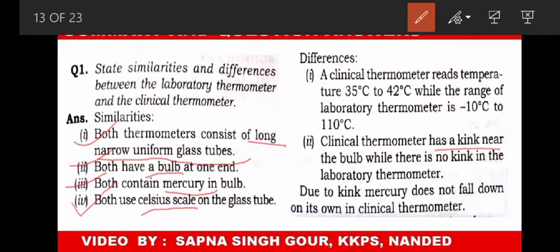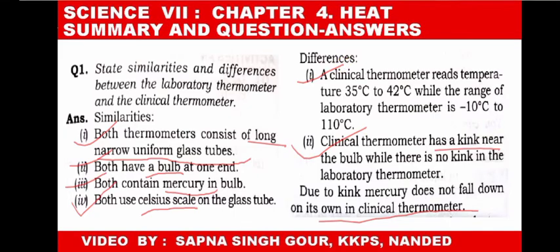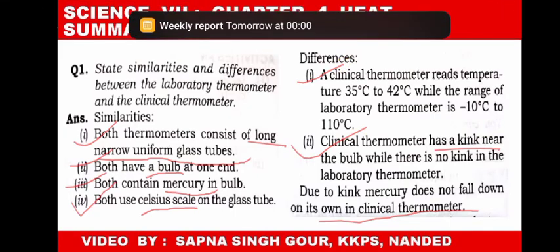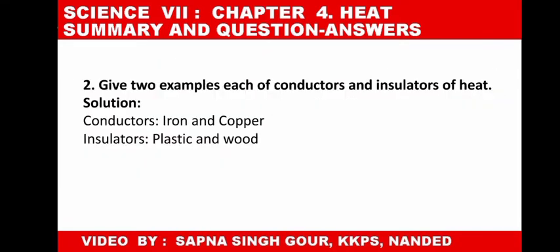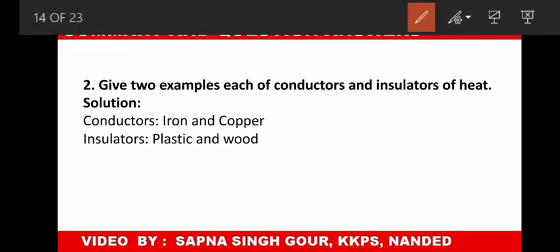Due to the kink, mercury does not fall down on its own in a clinical thermometer. So this was all about the similarities and the differences between clinical and laboratory thermometer. Then question 2 of your textbook: Give 2 examples each of conductors and insulators of heat.